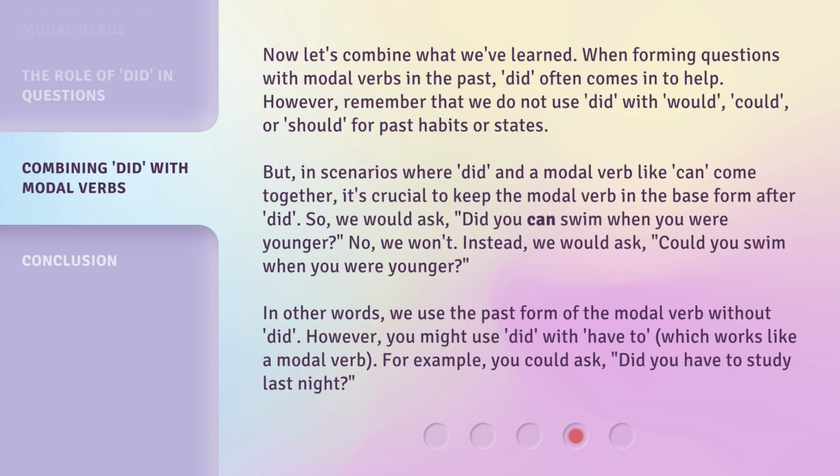So, would we ask, "did you can swim when you were younger?" No, we won't. Instead, we would ask, "could you swim when you were younger?" In other words, we use the past form of the modal verb without did. However, you might use did with have to, which works like a modal verb. For example, you could ask, "did you have to study last night?"